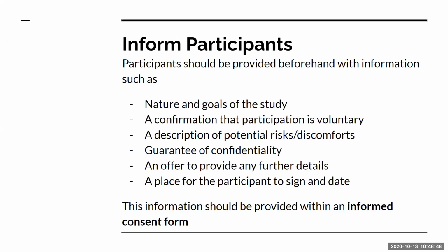As a researcher, you also have the responsibility to inform participants of all the relevant information regarding the study beforehand. Some of this information may include the nature and goals of the study, a confirmation that participation is voluntary, a description of the potential risks and discomforts involved in the study, a guarantee of participant confidentiality in the study, and also an offer to provide any further details at any given time, if requested. This information should be provided within an informed consent form, which will also include a place for the participant to sign and date.